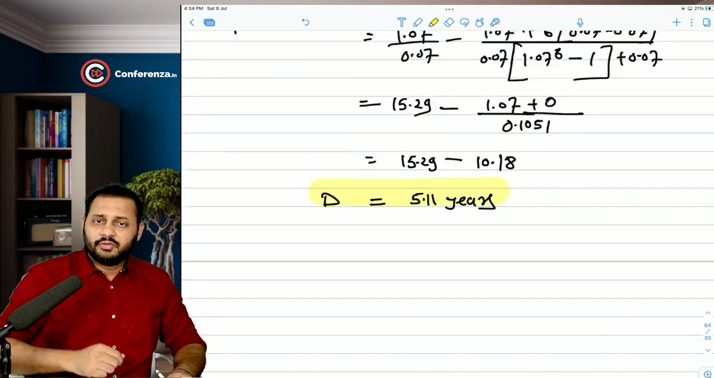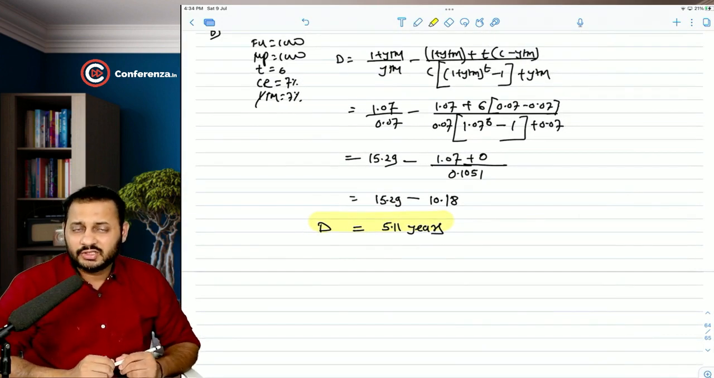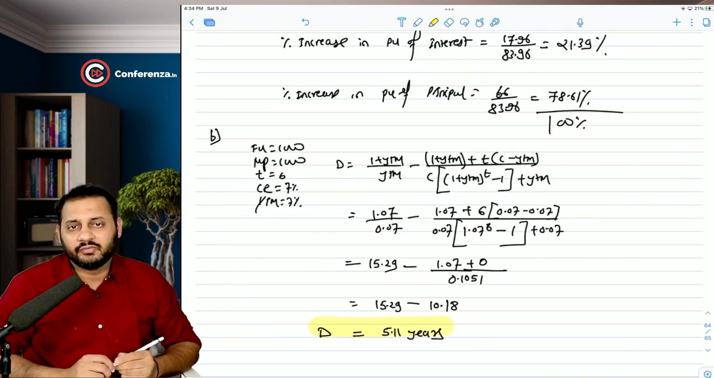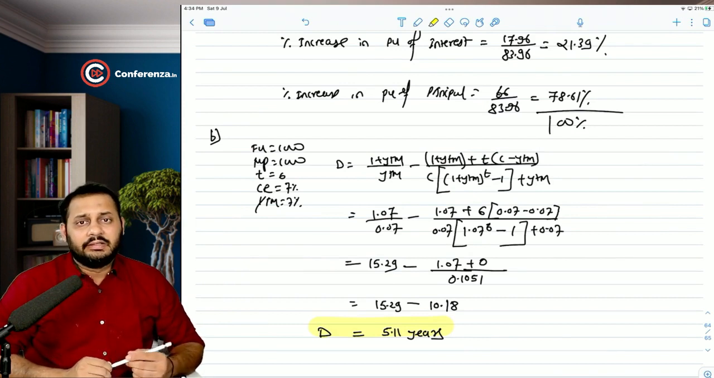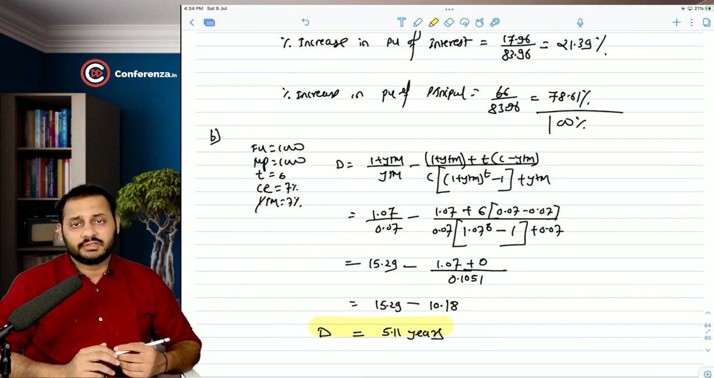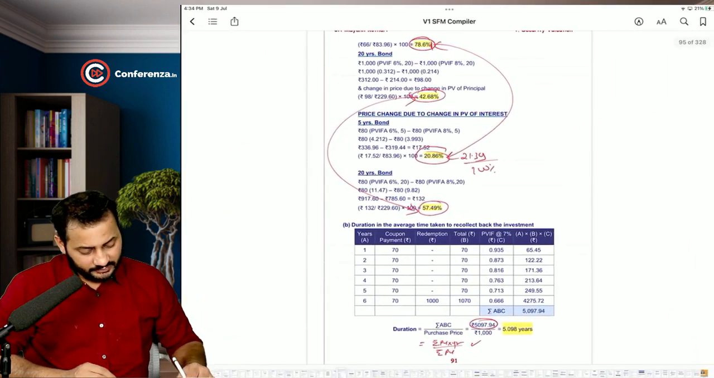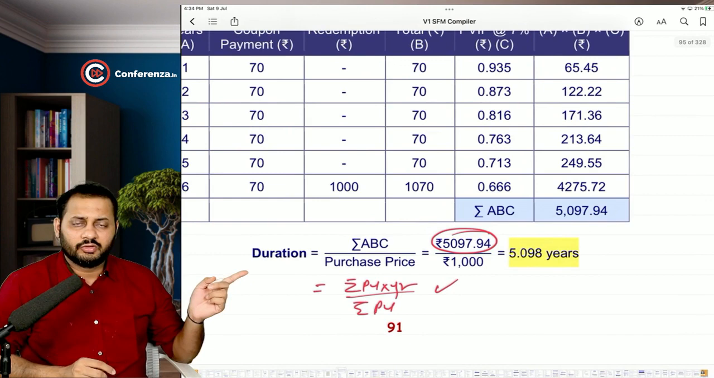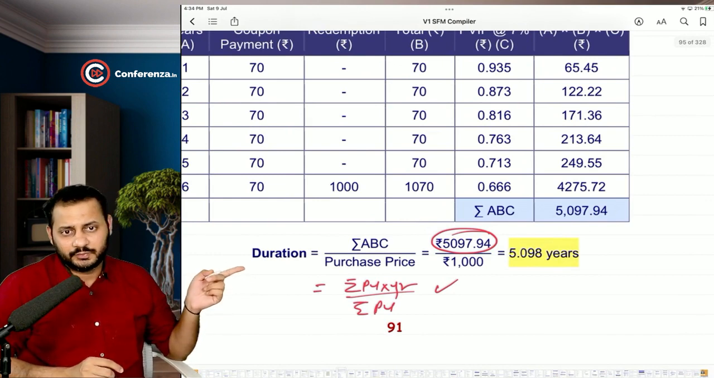Always remember that the duration will always be lower than the maturity period. The maturity period was 6 years, the duration is 5.11 years. This is how you have to calculate. If you can do that by remembering the formula, it's very easy. Otherwise, the concept gives 5.11 or 5.1 years in this case also.